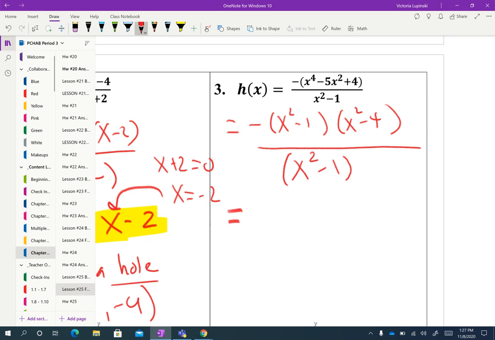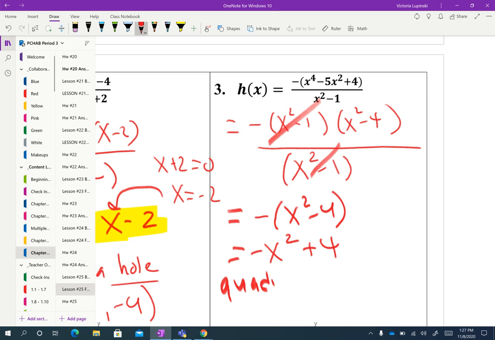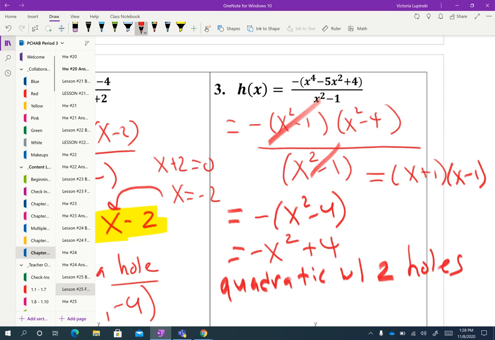What you notice here is that you can actually reduce the x squared minus 1s, which would leave you with negative x squared minus 4. Or you could distribute and get negative x squared plus 4. That might be a little bit easier because what you have here is no longer a rational function. It's a quadratic with actually not only a hole, but 2 holes, because of the fact that if you factored what you canceled, there would have been 2 of them.